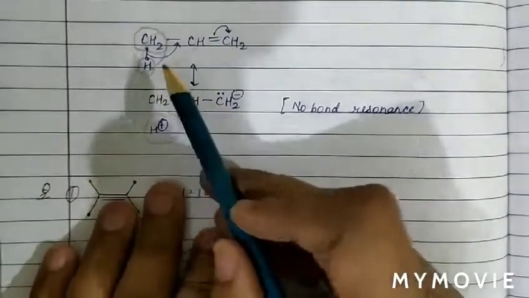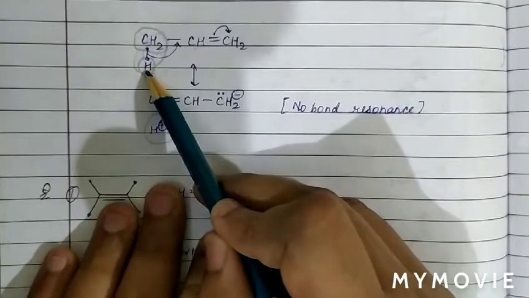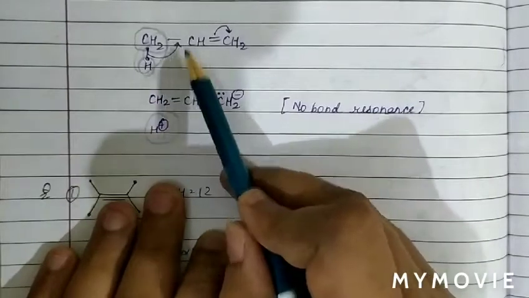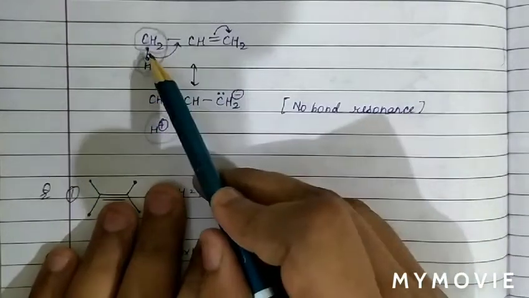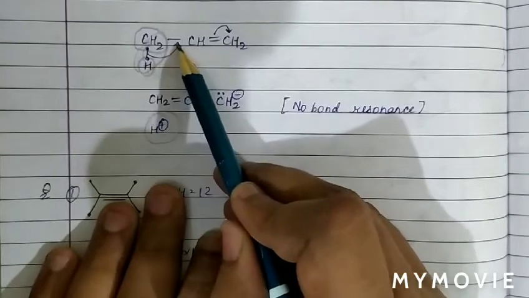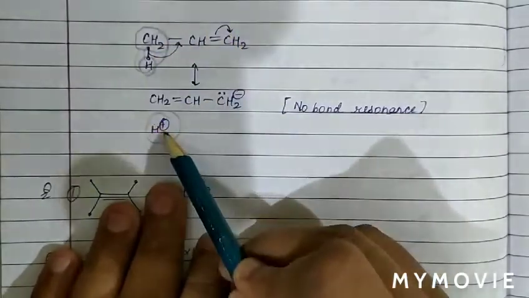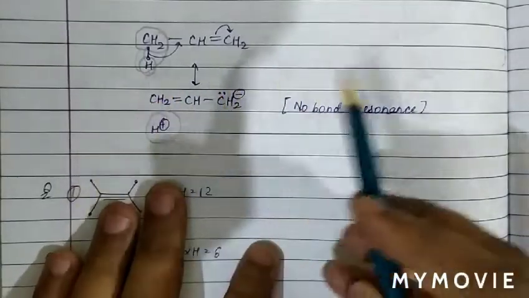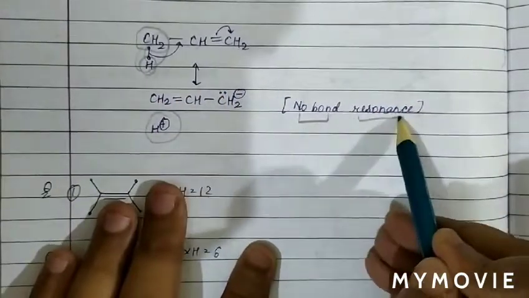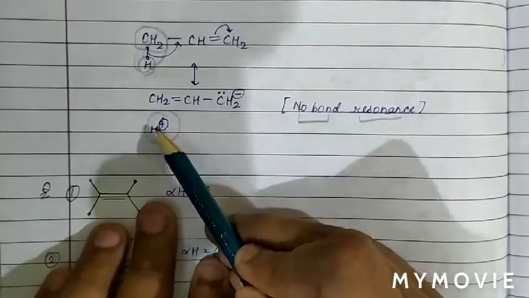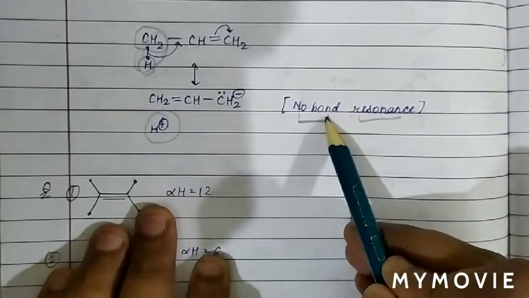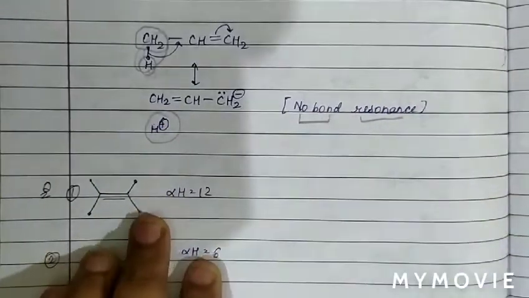After the loss of the proton, the system becomes a part of resonance. But before the loss of proton, the system is not in resonance. Therefore we call it no bond resonance: when there is no bond between carbon and hydrogen, then there is resonance. So hyperconjugation is also called no bond resonance.